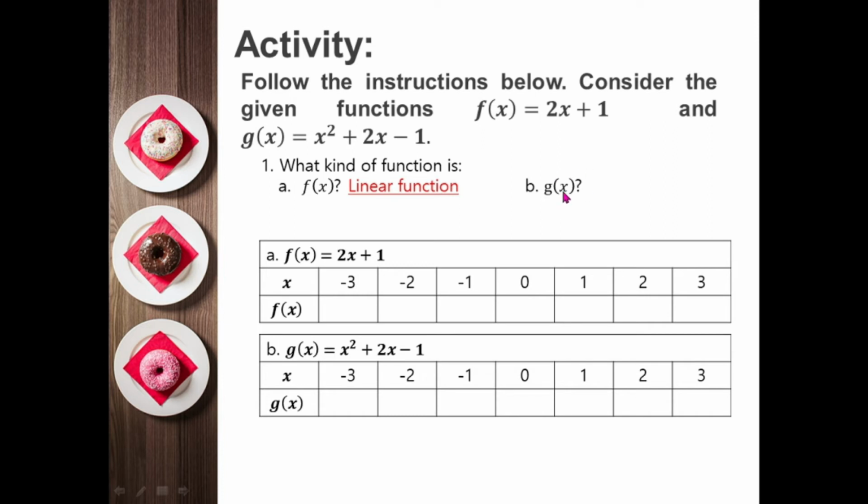How about g of x? What kind of function is g of x? g of x is equal to x squared plus 2x minus 1. The highest exponent of the given function is 2, therefore g of x is a quadratic function.